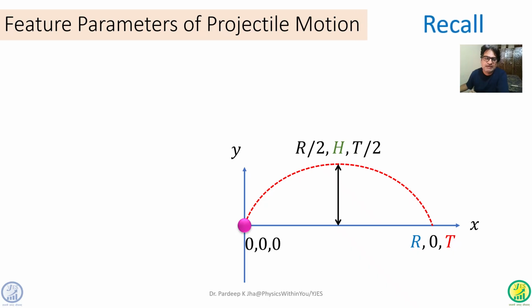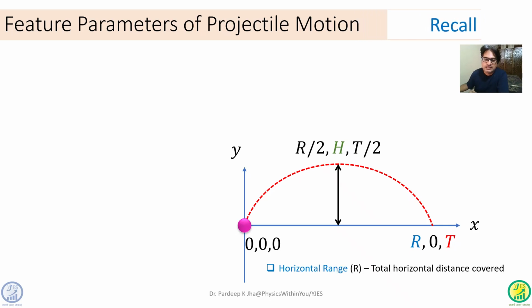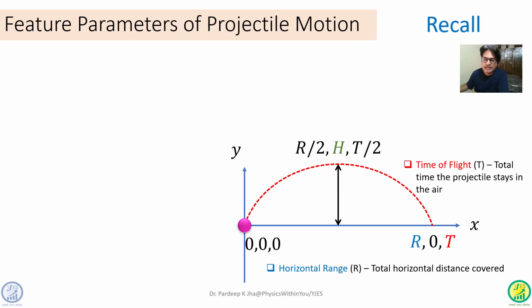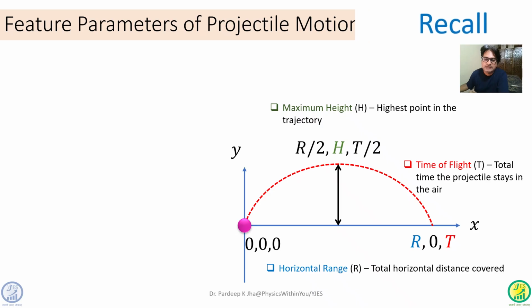So there we have the feature element. We have talked about all that, so we know the terminology. We know the horizontal range is the range of this one. The time of flight is the total time taken for the flight in the air. And the maximum height h is the height in the middle of that. It is the highest point where the velocity becomes 0 along the vertical.